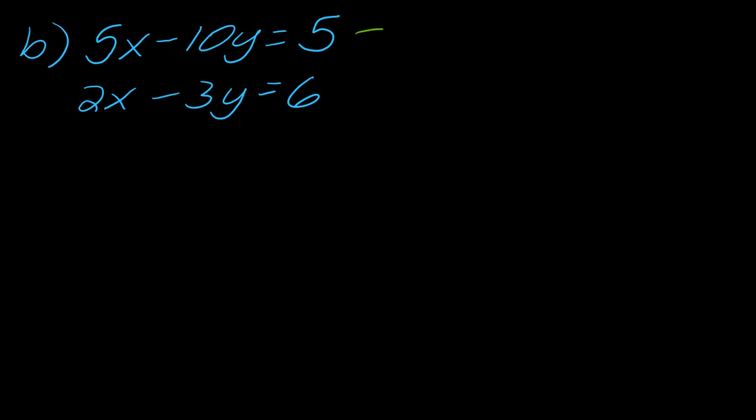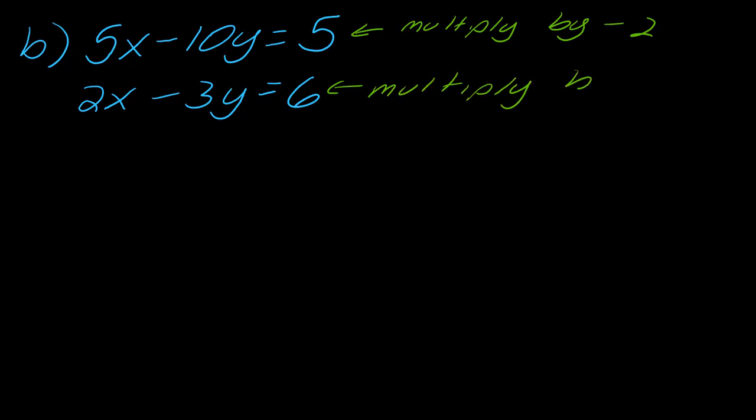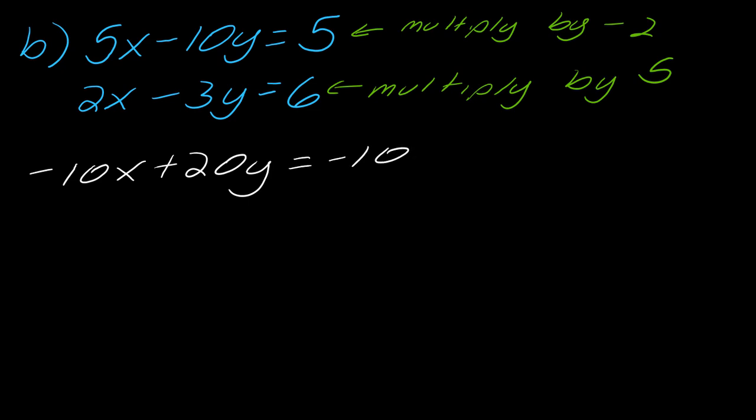So for our purposes, I'm going to note here that we're going to multiply by -2, and we're going to multiply by 5 so that I can have the x's drop out. Multiplying by -2, this will be -10x plus 20y equals -10. And then the other one, 10x minus 15y equals 30.